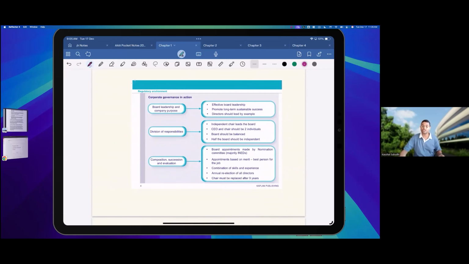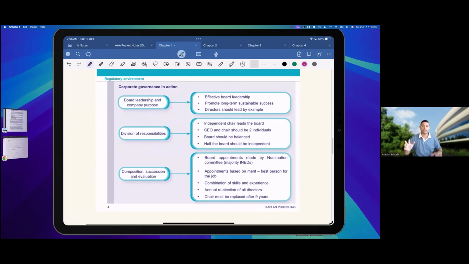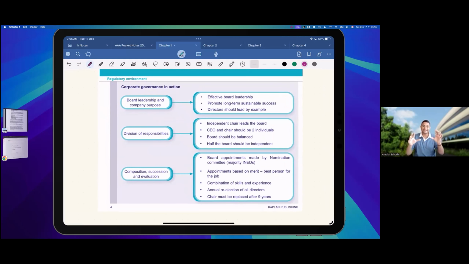So you have to make sure that there are three important steps here: board leadership and company purpose, division of responsibilities, and then composition, succession, and evaluation, right? The most important thing is board leadership, right? The board leadership and the company purpose. So over here, we are basically talking about the board of directors, right?